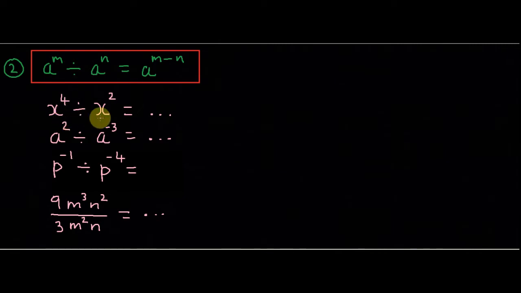So x to the 4 divided by x squared, we subtract the powers, so 4 minus 2 is 2, so it's just x squared. Here we're going to get a squared, so a to the 2 minus negative 3. And we know that a minus times a minus is a plus, so it's a to the 2 plus 3. And this is a to the 5.